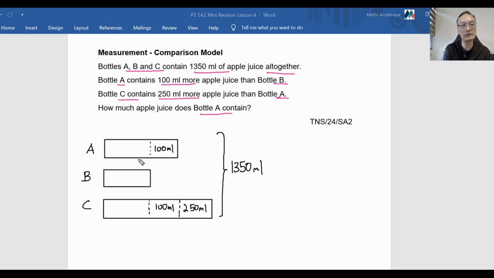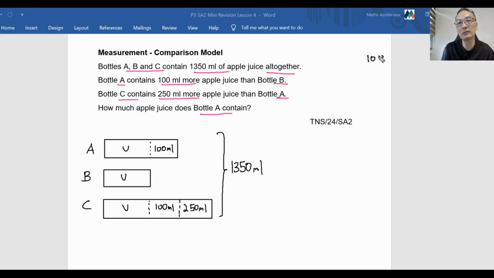So the first thing we have to do is label 1 unit here. As you can see, we have 1 unit, 2 units, 3 units, and these 3 numbers here, right? 100 ml, 100 ml, and 250. So these 3 units plus these 3 measurements will give us a total of 1350. Our objective is to find the mass of these 3 units here. In order to do that, we have to take away these 3 numbers, right? 100, 100, and 250.